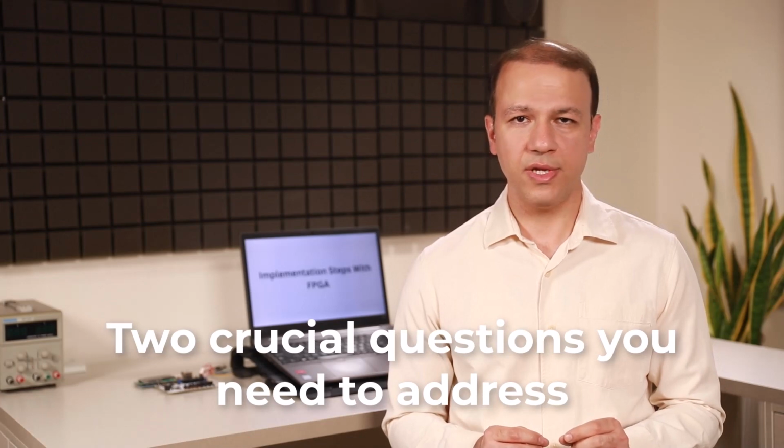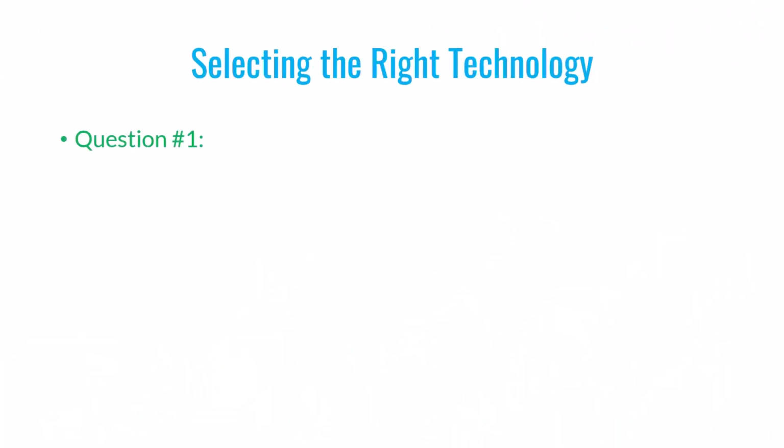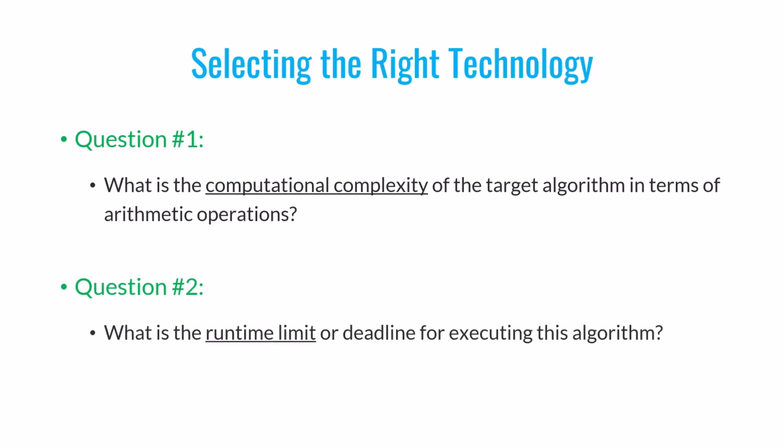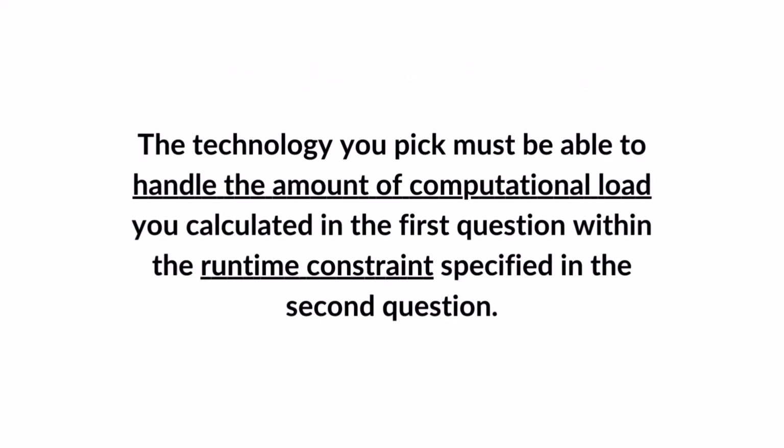To tackle this, there are two crucial questions you need to address. The first important question when selecting the right technology for your project is, what is the computational complexity of the target algorithm in terms of arithmetic operations? The second vital question is, what is the runtime limit or deadline for executing this algorithm? The technology you pick must be able to handle the amount of computational load you calculated in the first question within the runtime constraint specified in the second question.